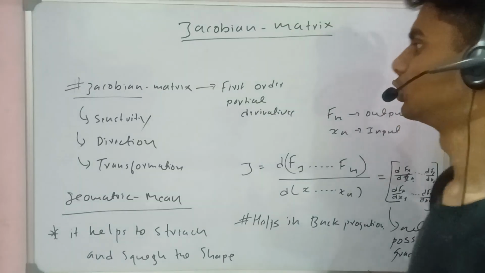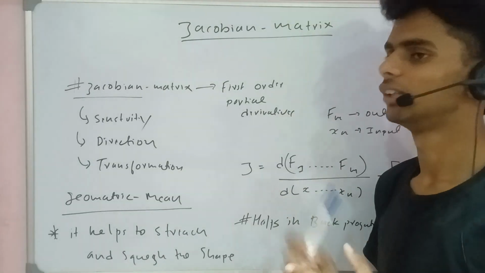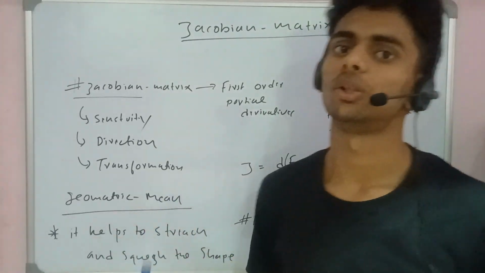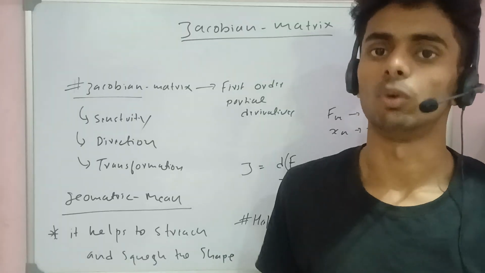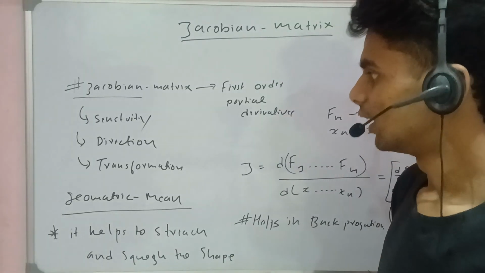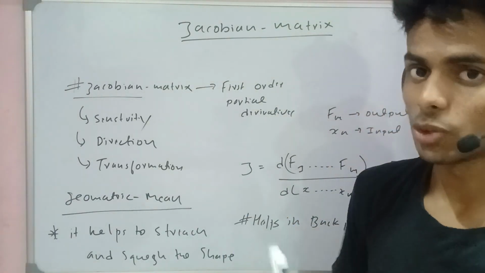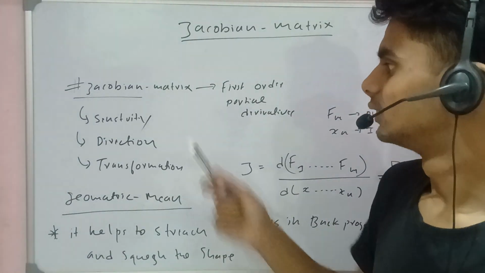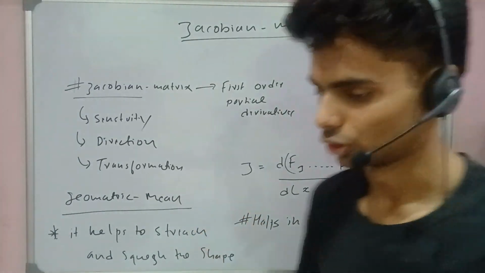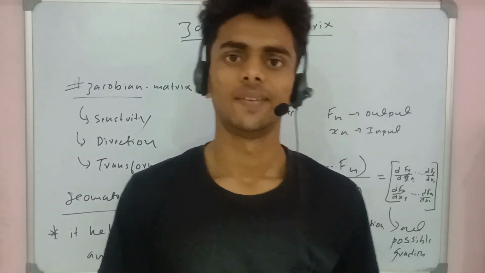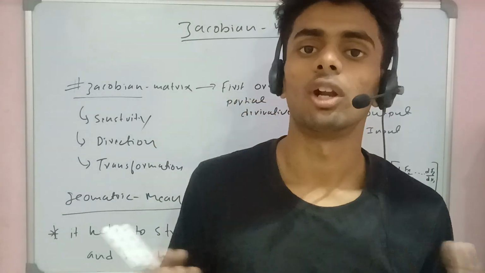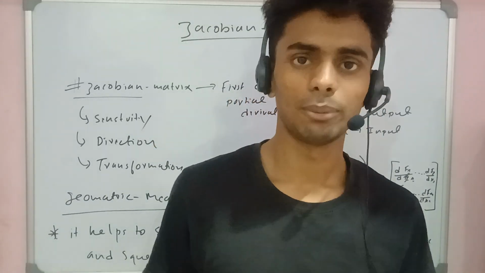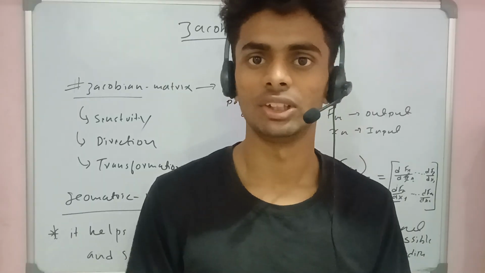So, the Jacobian matrix. The Jacobian matrix is the first-order derivatives of all the functions of input and output. If I want to explain this, I give you three magic words to understand the concept: sensitivity, direction, and transformation. How does it work? The Jacobian matrix is all about sensitivity. It helps us know how sensitive the input and output are to each other.